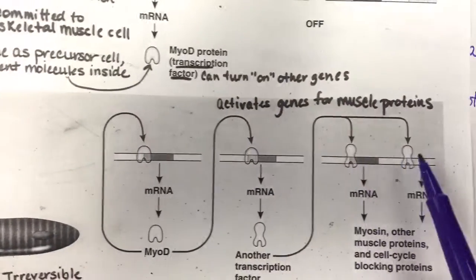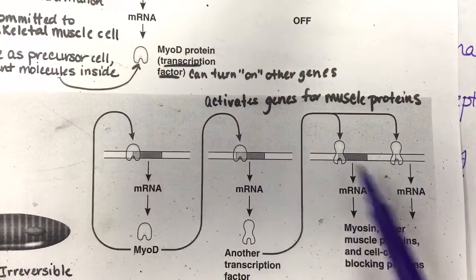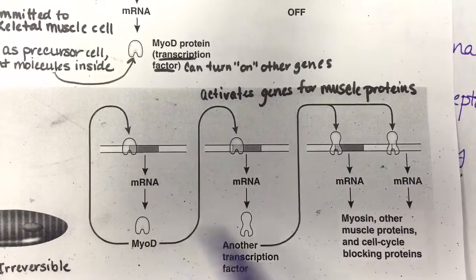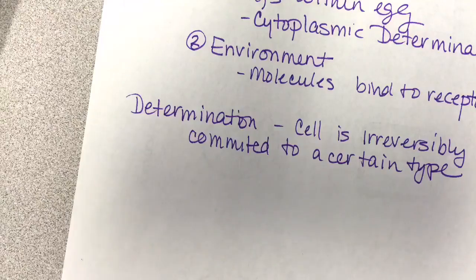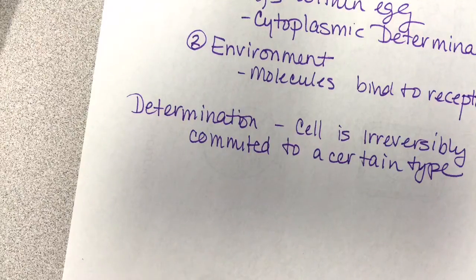They turn on the genes, in this case, to activate genes for muscle proteins, and so therefore that cell will become a muscle cell. So there is a point in time where you can't go back. All right, and so that was determination.